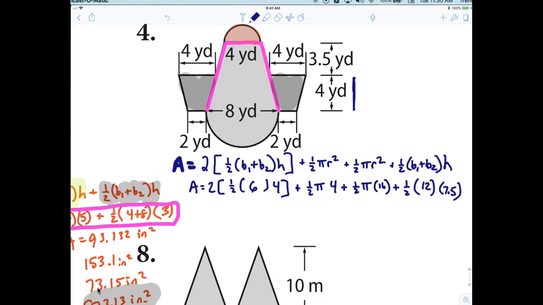So I have 100.415 yards squared. Now if you got something different, that's good. Same thing. We have 2 so far. We have 3 people. All right, so it looks like we're in pretty good shape as far as that goes.